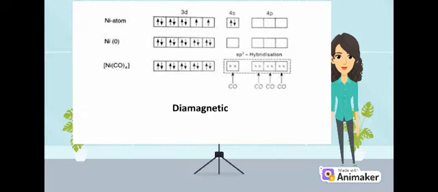Let's start with our first example, tetracarbonyl nickel. The oxidation state is 0. Electronic configuration is 3d8 4s2. Carbonyl is a strong field ligand, resulting in the pairing of electrons from 4s to 3d orbital. Now the 4s and 4p3 orbitals get hybridized to form 4sp3 orbitals. Lone pair of carbonyl will get accommodated. Molecule is diamagnetic and the symmetry is tetrahedral.